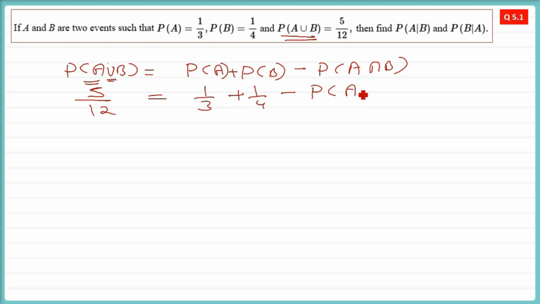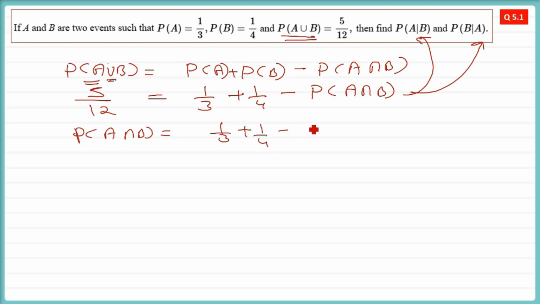P(A intersection B) can be computed here: 1 by 3 plus 1 by 4 minus 5 by 12. And P(A intersection B) is going to be used in both of them, P(A|B) and P(B|A). What is P(A intersection B)? 1 by 3 plus 1 by 4 minus 5 by 12. That means this is going to be 1 by 6. See, 4 plus 3 over 12, so it will be 7 by 12 like this. So 7 minus 5 by 12 will be 2 by 12, which is 1 by 6.